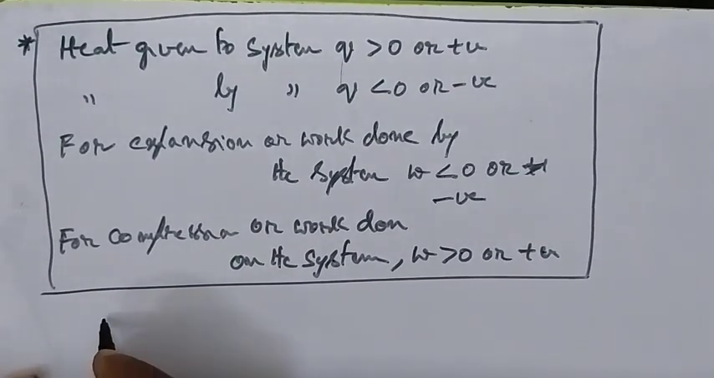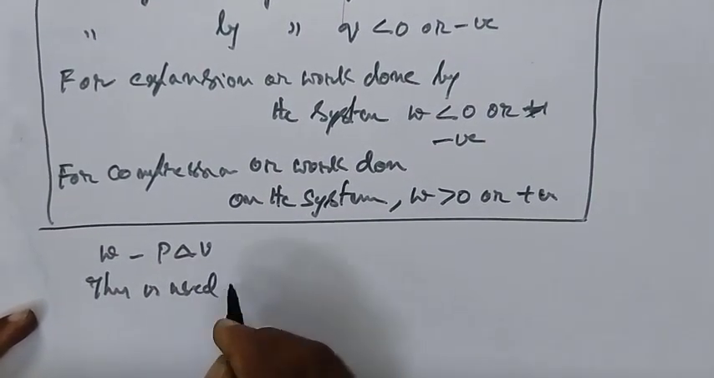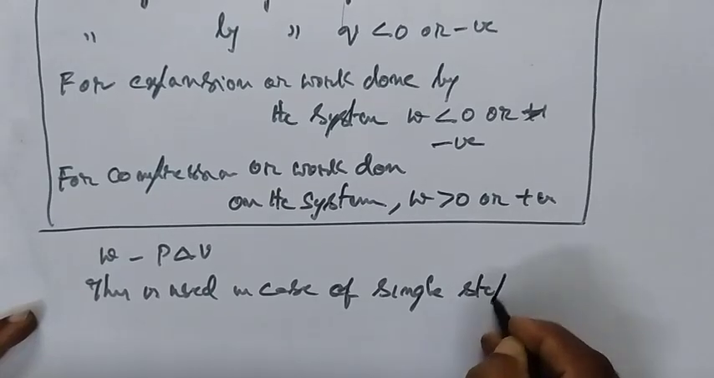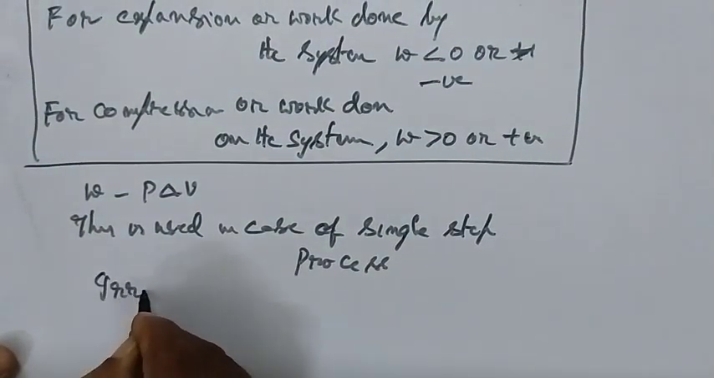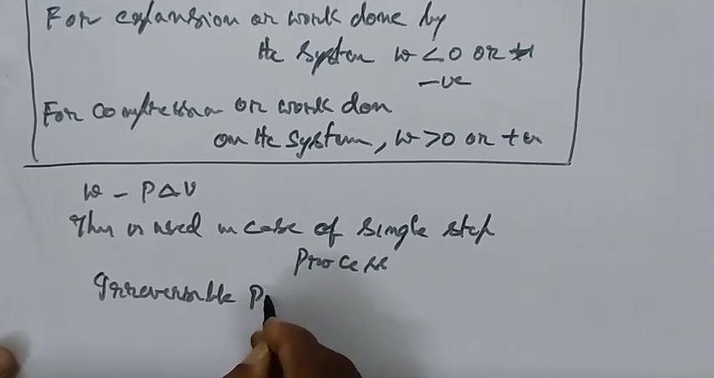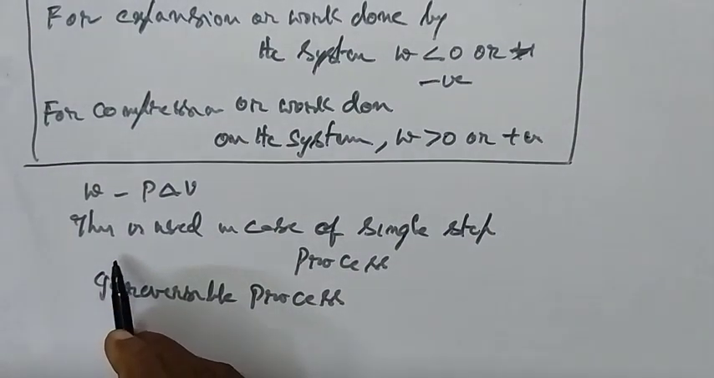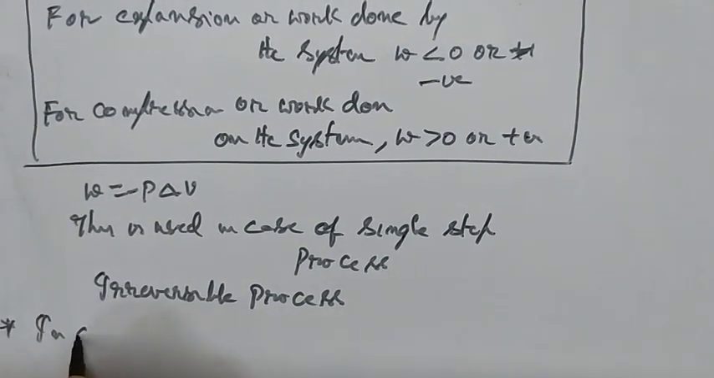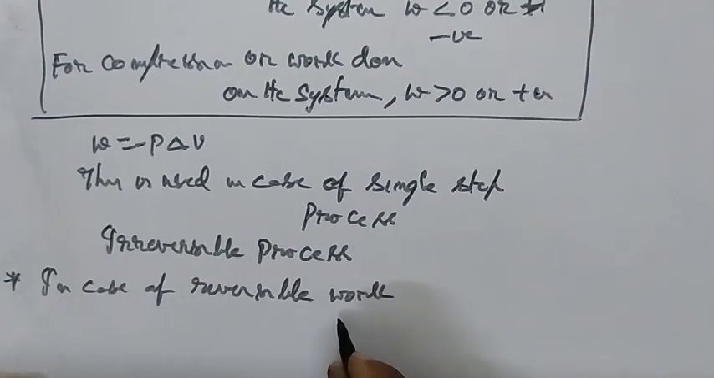Right. Just now we derived work equal to minus P delta V. So this expression is used in case of a single step process. Single step process means irreversible process. So for a single step or irreversible process, we have the expression for work equal to minus P delta V. Now, in case of reversible work, reversible work takes place in multi steps.